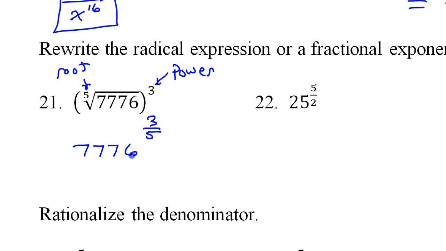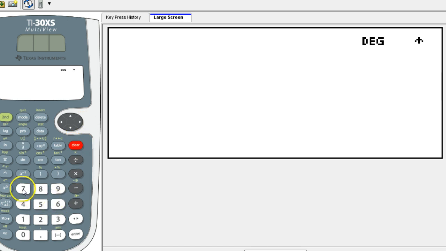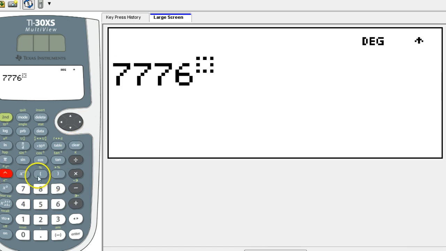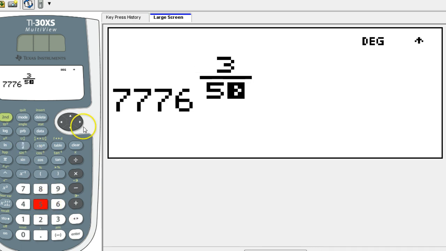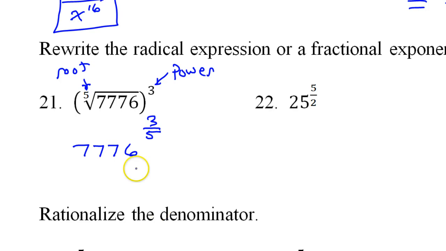Now they said then evaluate. What was it? 7,776 to the 3/5 power. Okay, that is 216.